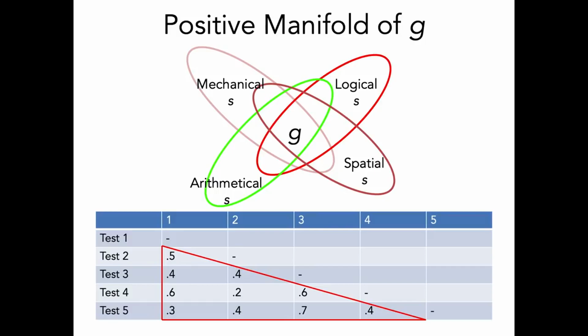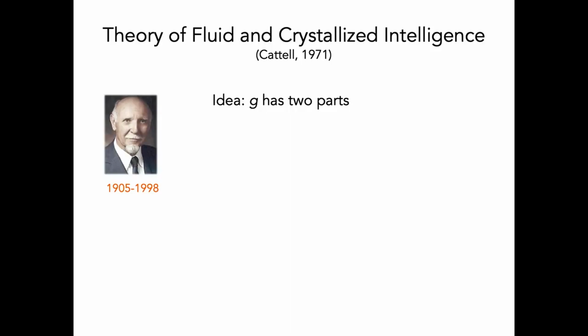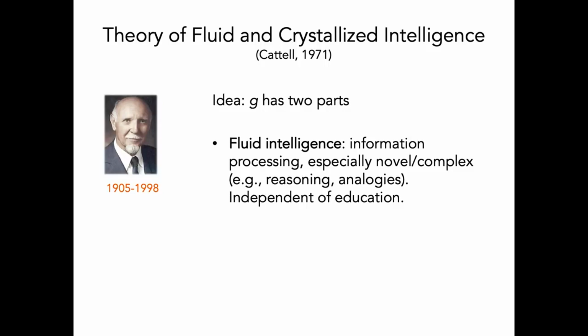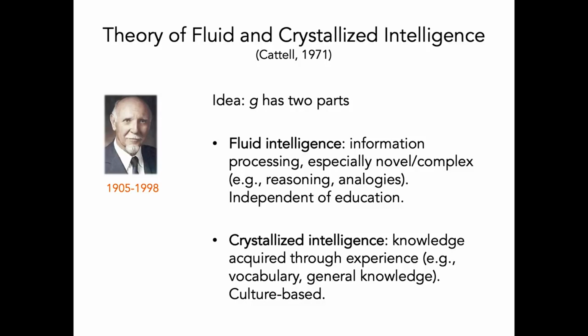Later on, another really influential theory is that G has multiple components. We'll return to that. Cattell observed that there seems to be a big difference between fluid intelligence, which we could think of as processing information quickly and accurately, especially novel or complex information like reasoning or analogies. And it seems to be somewhat independent of education, which is interesting. And crystallized intelligence, which is knowledge acquired through experience, like vocabulary and general knowledge. And this one is more culture-based, and it's more affected by whether you went to school and those sorts of things.